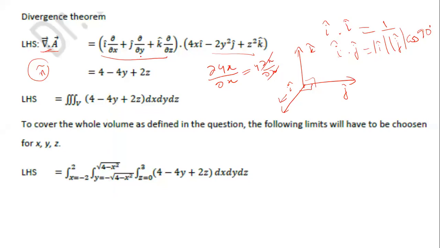Del y squared upon del y will be 2y. 2 into 2 is 4. So I hope you understand the rest of it, right? So please perform this differentiation. This is what you should get.